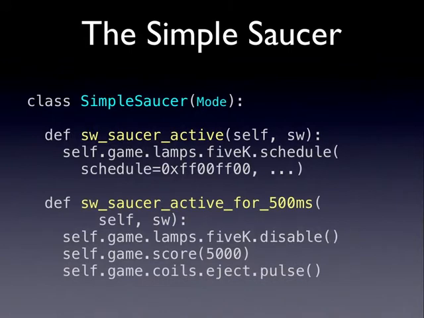And now in this step, we're going to take that same 5K lamp. We're going to turn it off with the disable command. We're going to award 5,000 points to the player, and then you'll see we're dipping into this coils collection here. We're finding the eject coil, and we're going to pulse the eject coil. So that's going to kick the ball right back out. And if you're thinking about this critically, you'll recognize that there's probably a few more cases that we want to handle, and that this is probably not structured ideally for a saucer. But the point is, this slide's just an excuse to demonstrate how switch handlers work.